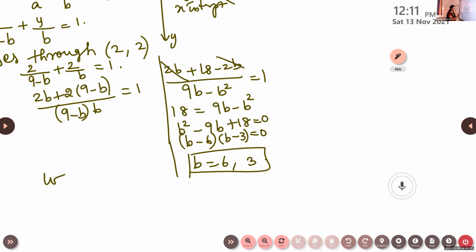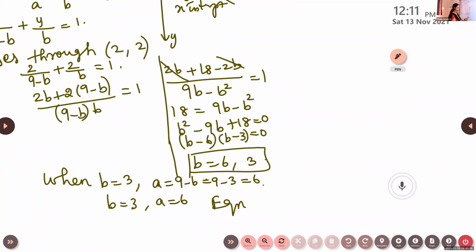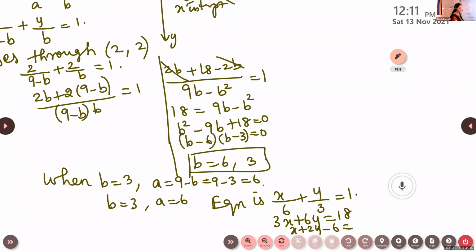So when B is equal to 3, what is A? A is 9 minus B, so it is 9 minus 3, which is 6. So B is 3, A is 6. So the equation of the line is x by A plus y by B equal to 1. Here again you can take the LCM: 3x plus 6y is equal to 18. That is x plus 2y minus 6 is 0. Is it correct? Check it. That is the first equation. Same way, you take the next one.